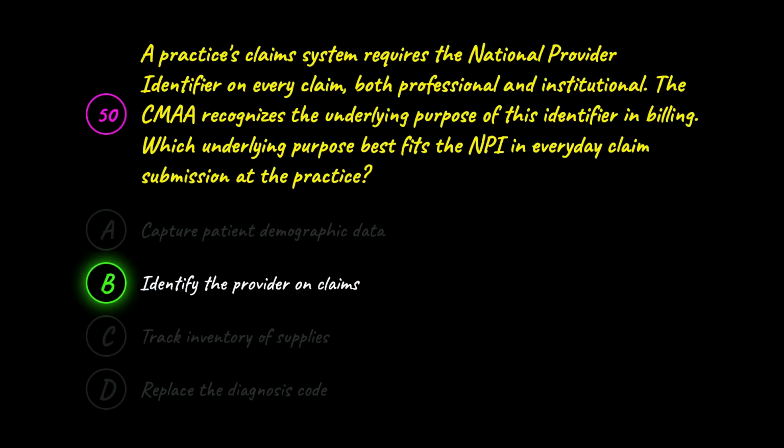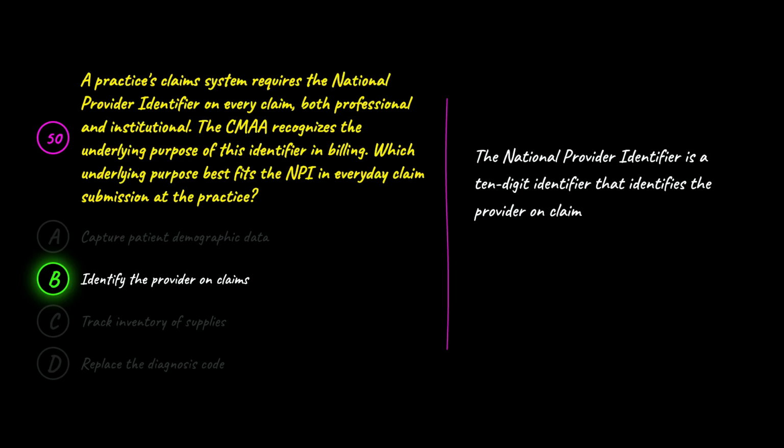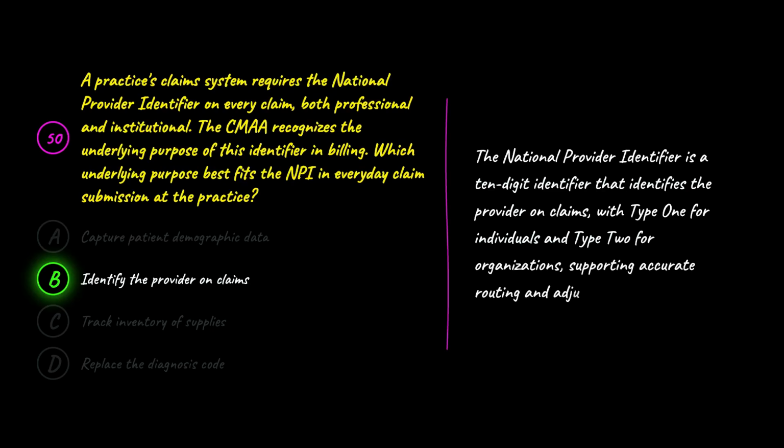The correct answer is B. Identify the provider on claims. B is correct because the National Provider Identifier is a 10-digit identifier that identifies the provider on claims, with Type 1 for individuals and Type 2 for organizations, supporting accurate routing and adjudication across the claim submission process.